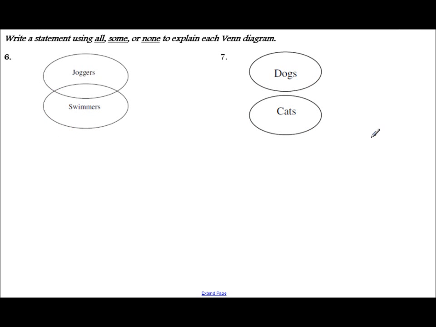Problem number 6 is similar to problem number 4. It says to write a statement using all, some, or none. And this time we only want one statement, and we do it by identifying what type of Venn diagram we have. When you have two circles that are interlocking, that is what's read as a some Venn diagram.